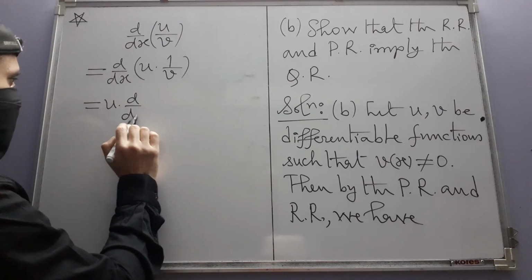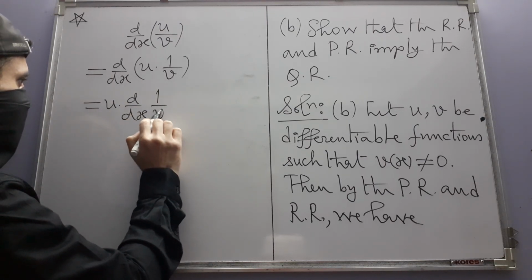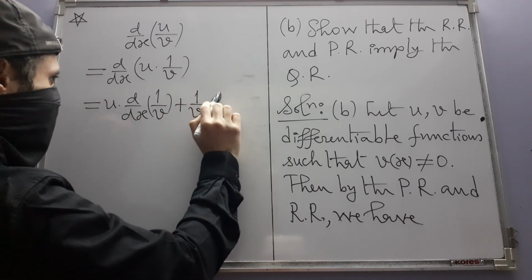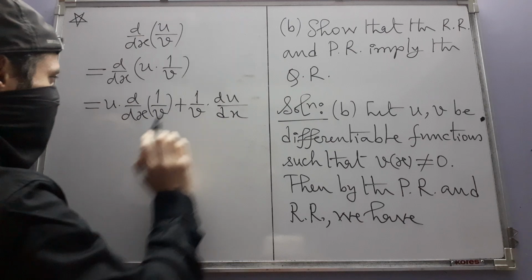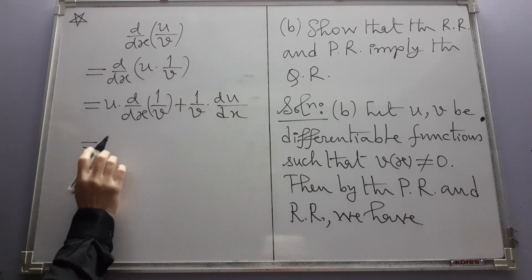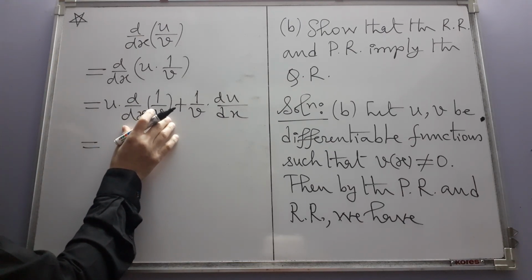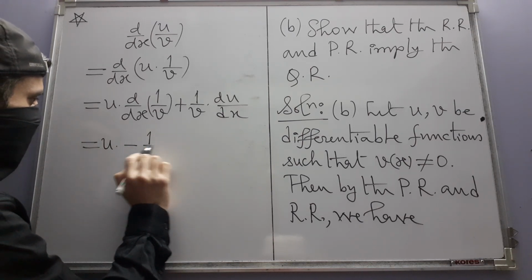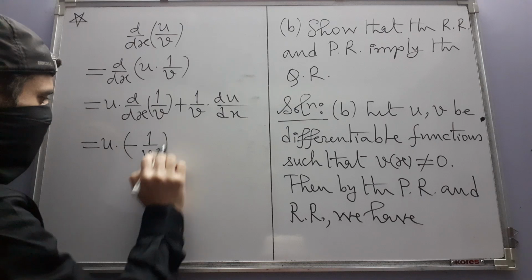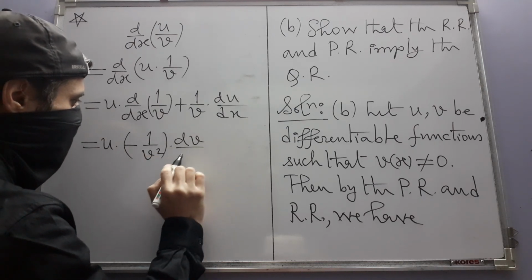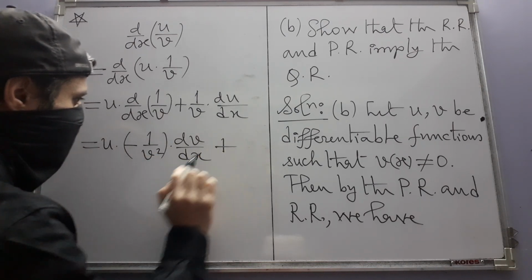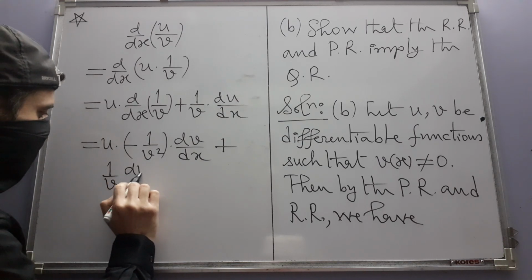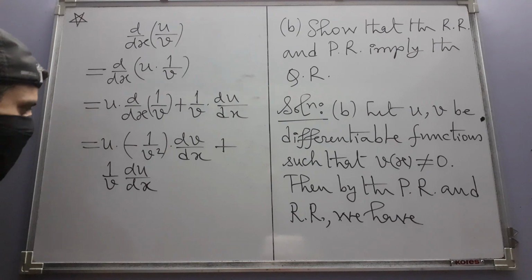That gives me this plus 1 over v times du dx, and then to have this one we use the reciprocal rule. That gives us minus 1 over v square times dv dx, plus of course we have that other term, du dx.